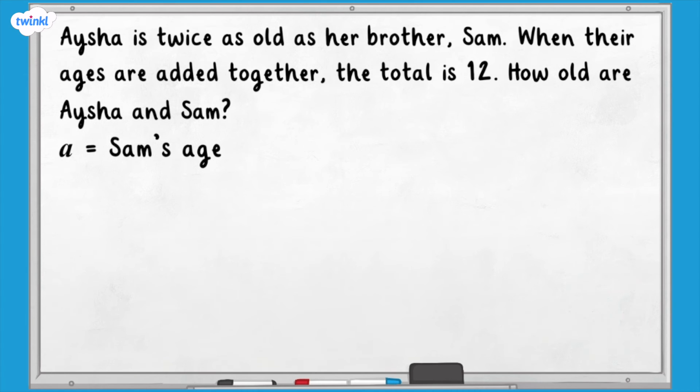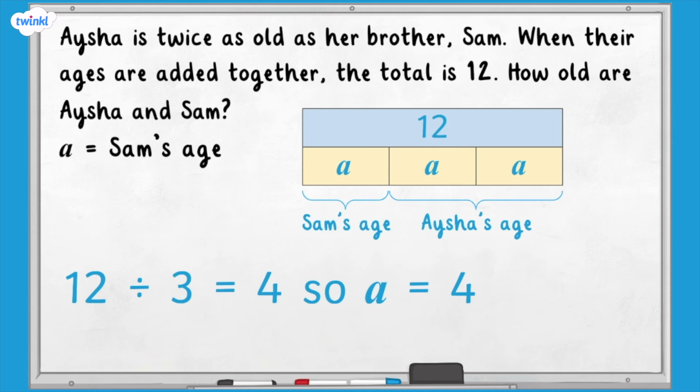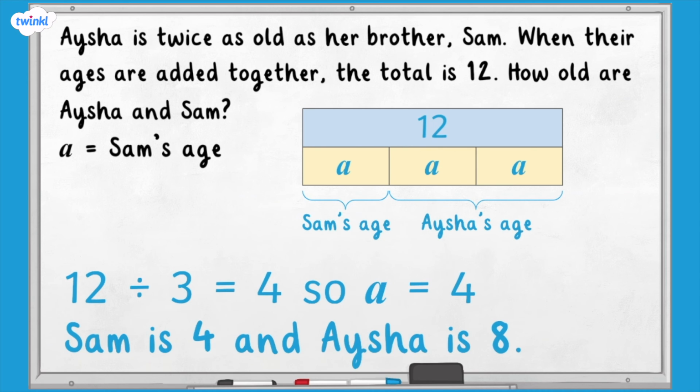You can start by representing Aisha's age using algebra. We know that Aisha is twice as old as Sam, so we can represent her age as 2a. Draw a bar model to help if you need to. Pause again if you want to have more time to solve the problem. From the bar model, we can see that we can find the value of a by dividing 12 by 3. 12 divided by 3 equals 4, so a equals 4. This means that Sam's age is 4 and Aisha's age is 8.